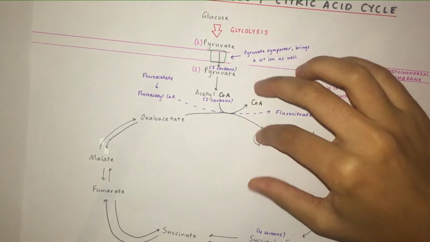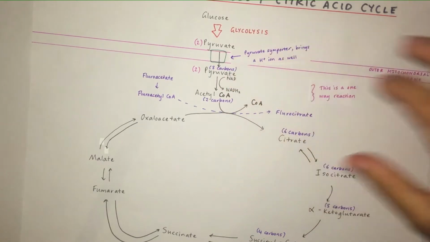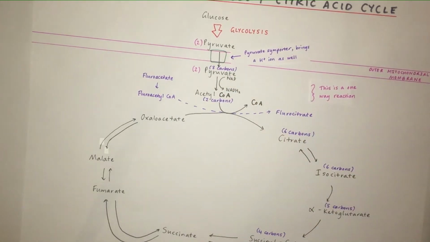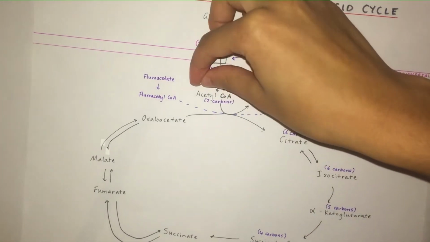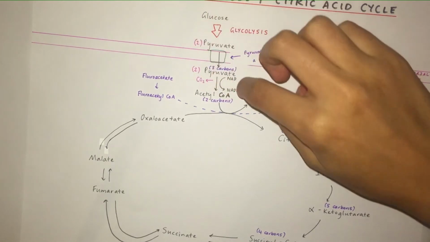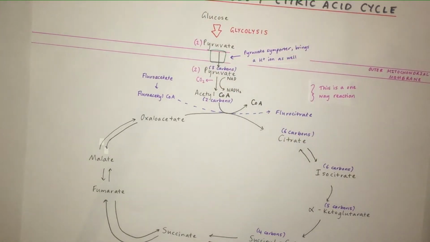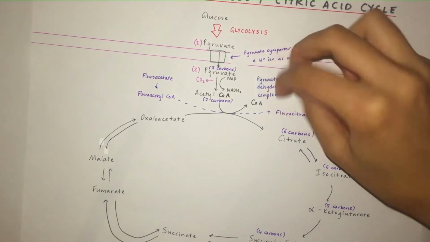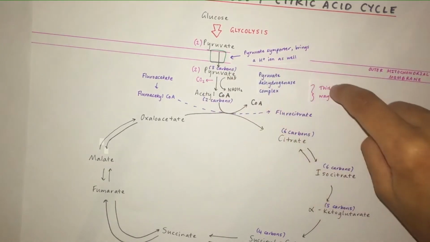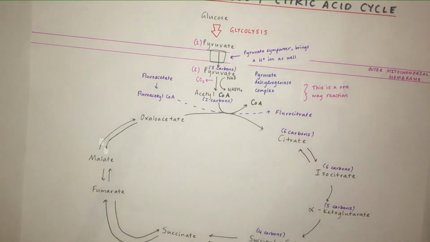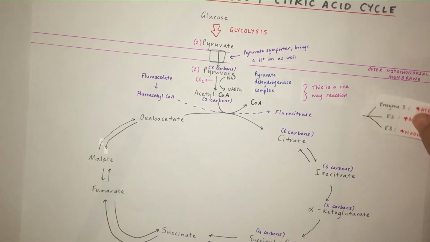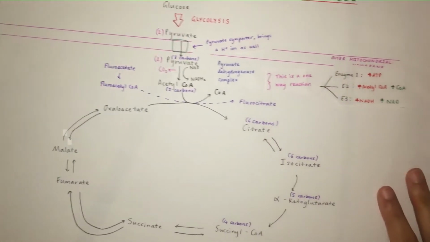So we've got pyruvate to acetyl-CoA, and in this process, an NAD is converted to an NADH. And because pyruvate is a 3-carbon molecule, but acetyl-CoA is a 2-carbon molecule, we have to lose a carbon. So we lose the carbon dioxide here. And the enzyme that performs this reaction is the pyruvate dehydrogenase complex. So let's look at how this pyruvate dehydrogenase complex is regulated.